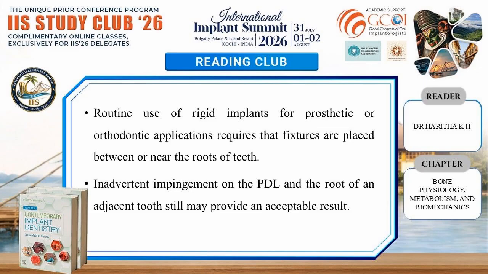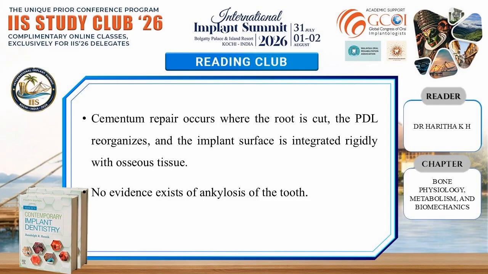Routine use of rigid implants for prosthetic or orthodontic application requires that fixtures are placed between or near the roots of teeth. Inadvertent impingement on the periodontal ligament and the root of an adjacent tooth still may provide an acceptable result. Cementum repair occurs where the root is cut, the periodontal ligament reorganizes, and the implant surface is integrated rigidly with osseous tissue. No evidence exists of ankylosis of the teeth.